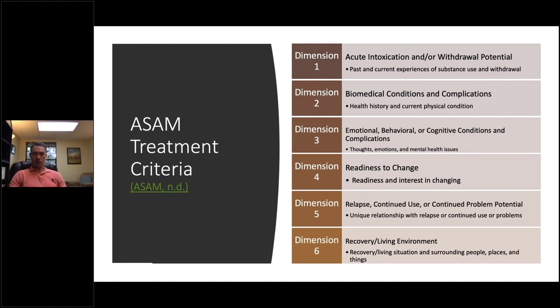Dimension 3 is emotional, behavioral, or cognitive conditions and complications. And here you're looking at, do they have any co-occurring mental disorders or neurocognitive disorders? For example, if they have a severe neurocognitive disorder, are they really going to benefit much from talk therapy? Or would they need more of, say, a behavioral approach or something along those lines? If they are acutely suicidal, then we're not going to be doing outpatient right now. We're going to be getting them to a crisis unit.